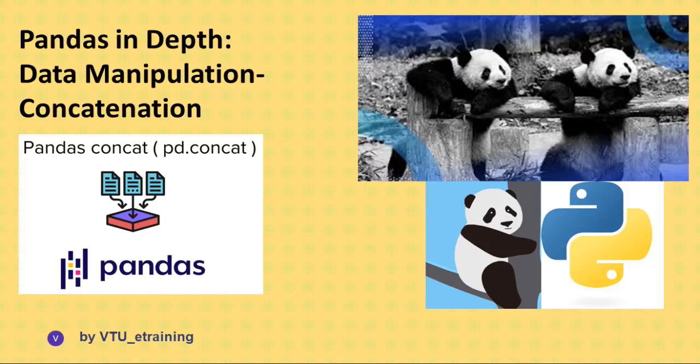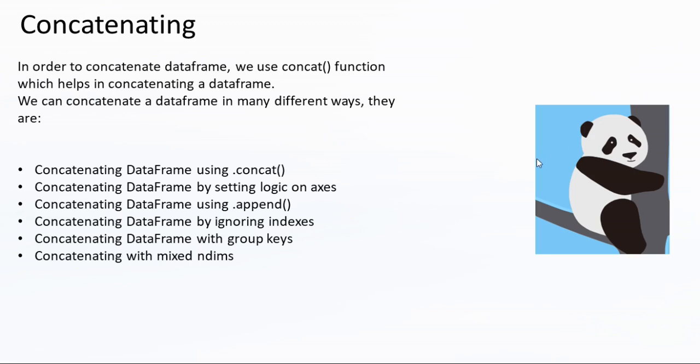Let's discuss the next data manipulation operation, that is concatenation. Concatenation of data frames can be achieved by using a pandas function called concat. This concat function will help to concatenate data frames. There are many ways through which you can concatenate a data frame. One is by using the dot concat function.